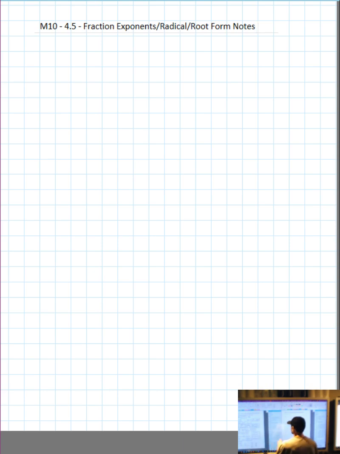Okay, exponent laws. Radicals first. So let's do radicals. So let's take a look at the square root of 12.